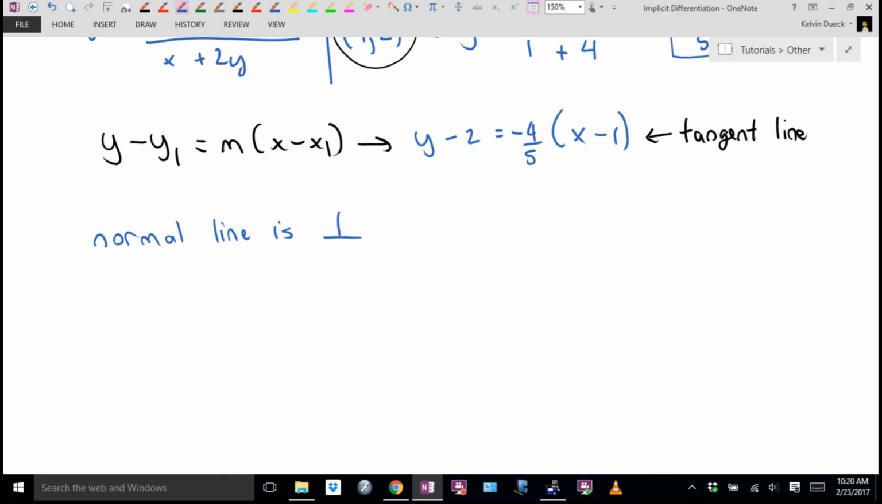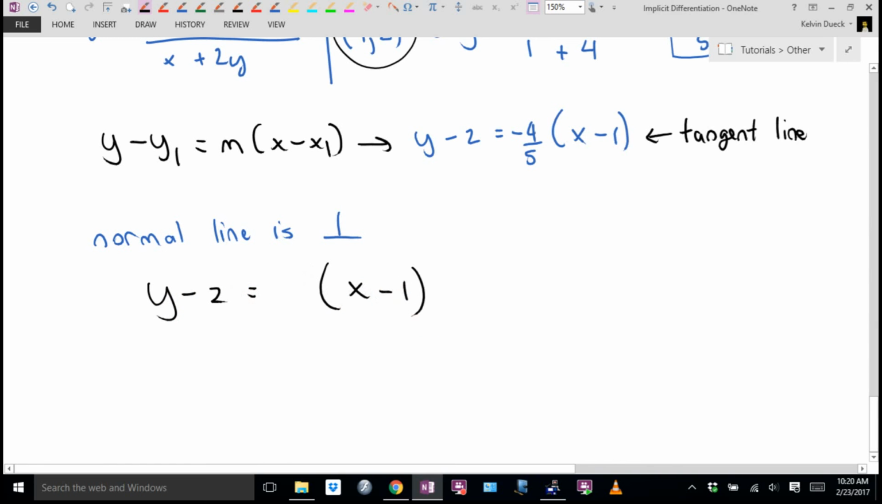And all that's going to change is the slope. It's still going to go through (1, 2), so it's still going to look like y minus 2 equals, bracket x minus 1. How do I make a slope perpendicular to another slope? Negative reciprocal. It's not inverse, negative reciprocal. So positive 5/4. If you can find the tangent line, the normal line is easy. It's flip and change the sign of the slope. That's the normal line.